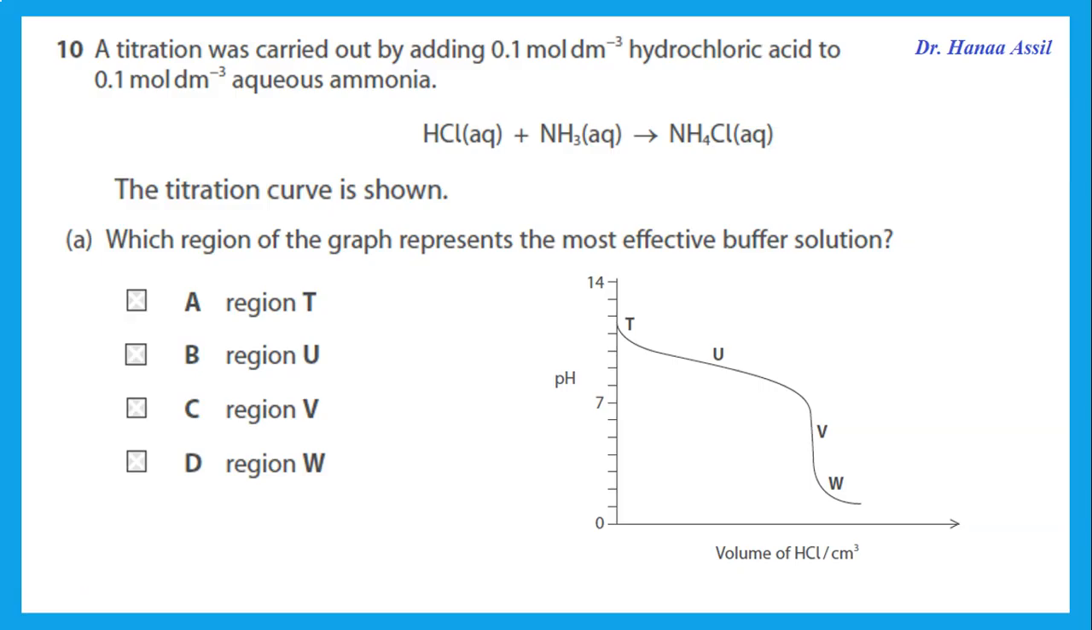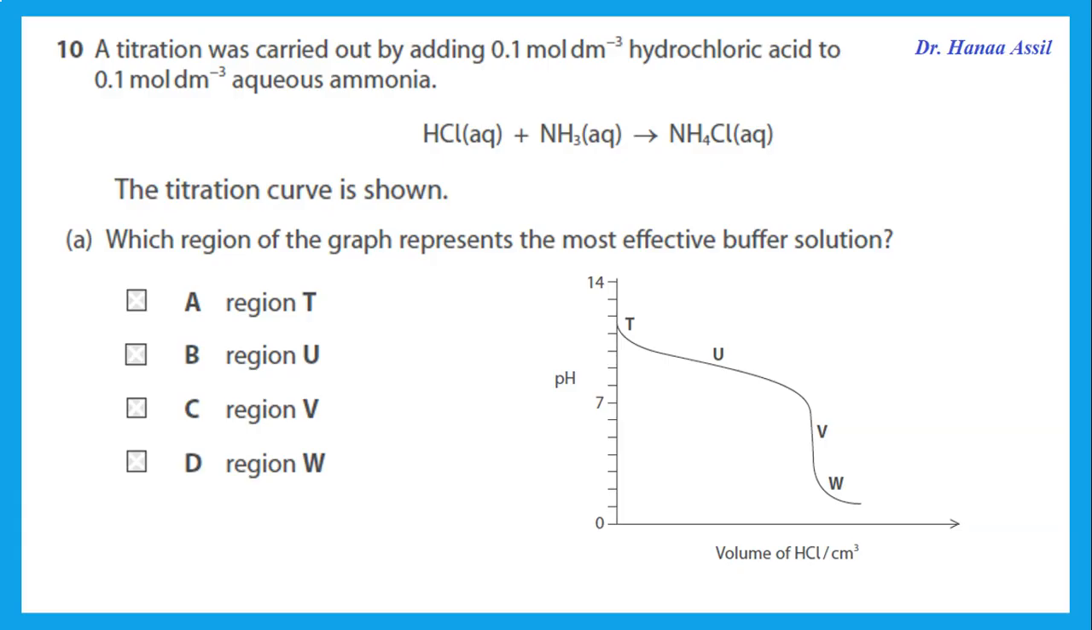A titration was carried out by adding 0.1 mol dm^-3 hydrochloric acid to 0.1 mol dm^-3 aqueous ammonia. So we are adding hydrochloric acid, which is a strong acid, to ammonia, which is a weak base, and we have the titration curve. Which region of the graph represents the most effective buffer solution? Remember, what is a buffer solution?